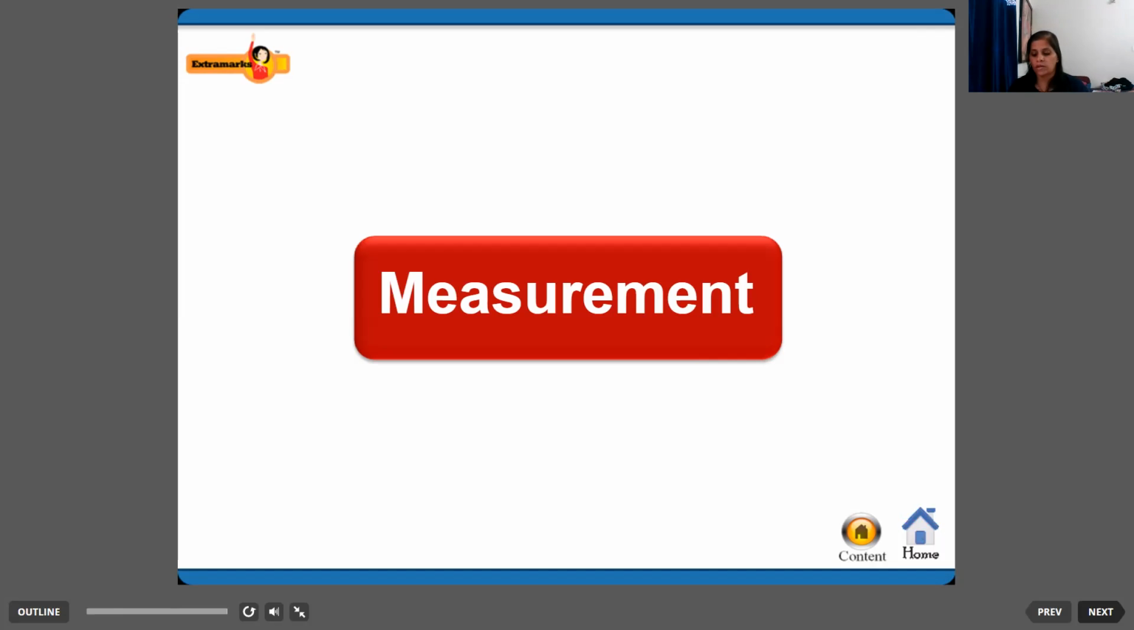Now we'll find out the definition of measurement, to see what exactly we need to know when we measure distance or lengths.